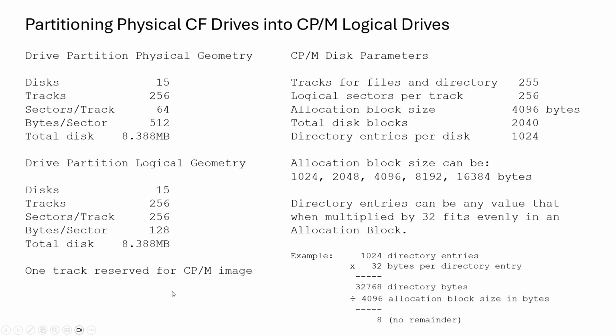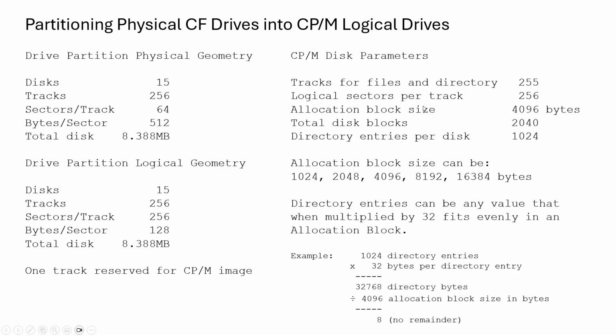So how does this work out for CP/M? I'll have 255 tracks because remember I'm reserving one track for the CP/M image. So I'll have 255 tracks for directory and files. Logical sectors per track is 256.